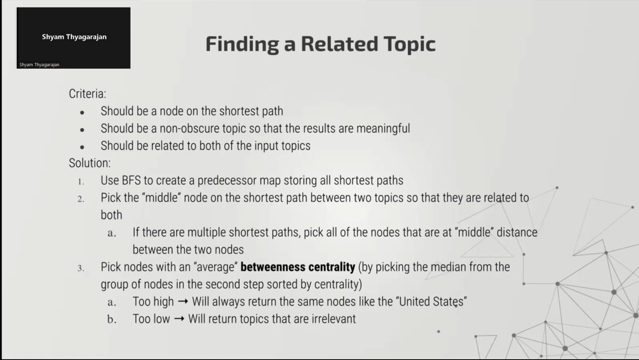If there are multiple shortest paths, we want to pick all of the nodes that are at a middle distance between the two nodes. Then we'd want to pick nodes with an average centrality value, which we do by picking the median from the group of nodes in the second step, sorted by centrality. The purpose of picking the median instead of a very high or very low centrality value is that a high value would always return the same nodes, like United States or World War II. Something too low would return topics that were irrelevant or just didn't make sense.